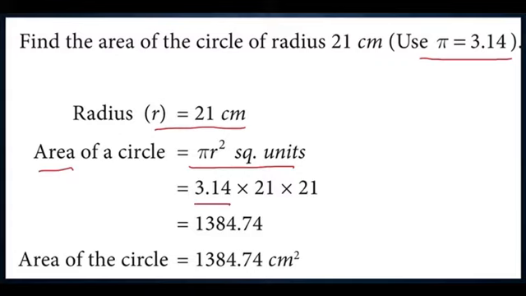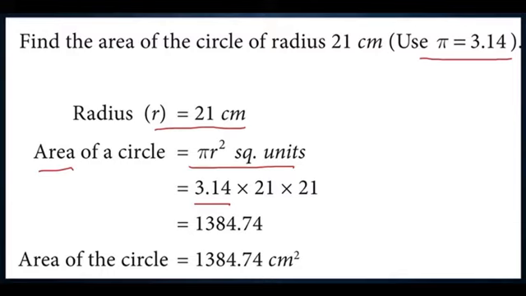So, we have to write r 2 times, right. So, 21 into 21. While multiplying all the three numbers, you get 1384.74. In the question 3.14 தான் யூஸ் பண்ணனும்னு சொல்லிருக்காங்க. So, we should use that.